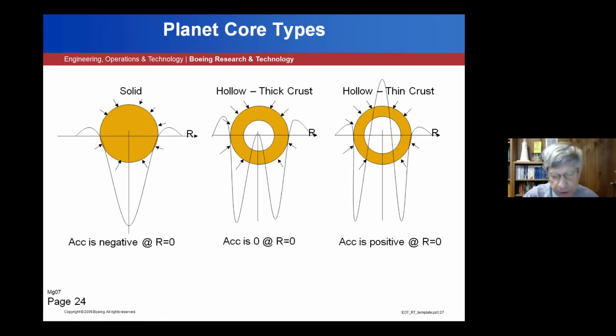The next step is what the planet core would look like, depending on what the acceleration at radius 0 would be. If it's negative, it gets squeezed together and you have a solid. If it goes to 0, you're going to have a small hollow and a thick crust. And if the acceleration goes positive, the crust will get thinner and the hollow will get bigger. So we have to work with 3 types until we determine what it is.